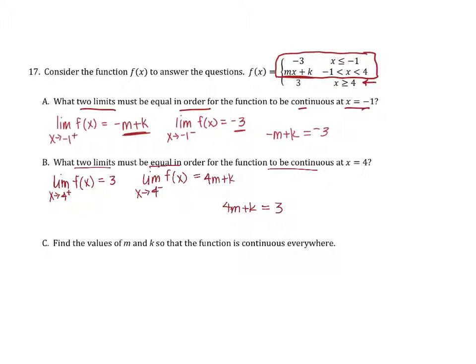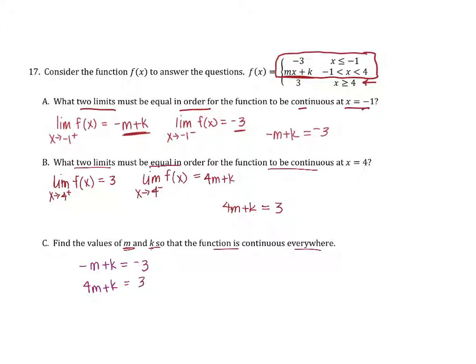Now look at part C. Part C wants us to find the values of m and k so that the function is continuous everywhere. So we need to take our two equations. So again, let's go back and grab those two equations. We had, at the top one, we had -m plus k, and we saw that was equal to -3. And then we have 4m plus k equals +3.